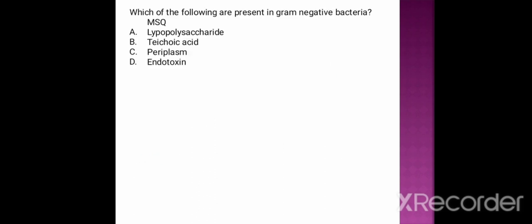Next question. Which of the following are present in gram-negative bacteria? Option A is lipopolysaccharide. Option B is teichoic acid. Option C is periplasm. And option D is endotoxin. And the correct answer is both lipopolysaccharide and endotoxin. So both options are correct. So this is also an MSQ type question.